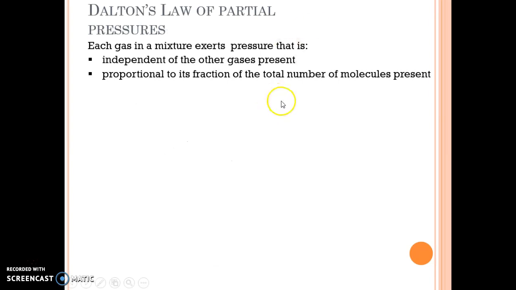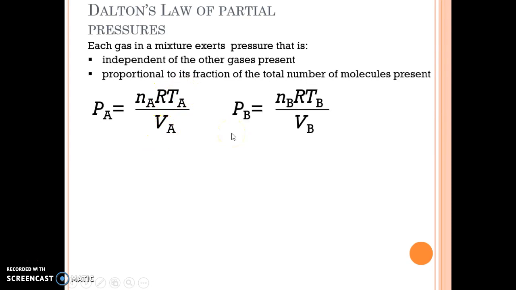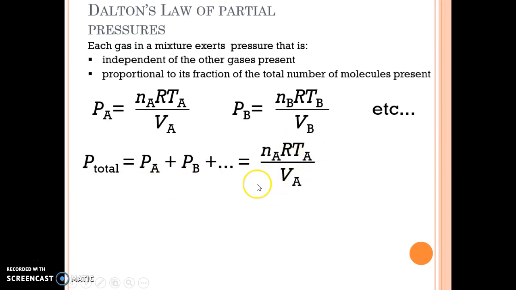Keeping those two ideas in mind, we can develop a couple of equations. The partial pressure of A is equal to the number of moles of A times R times the temperature divided by the volume. You can say the same thing for B, and so on. We also now know that the total pressure is equal to the sum of the individual pressures, so they would be equal to all of these added up.